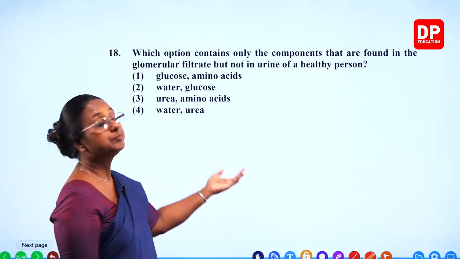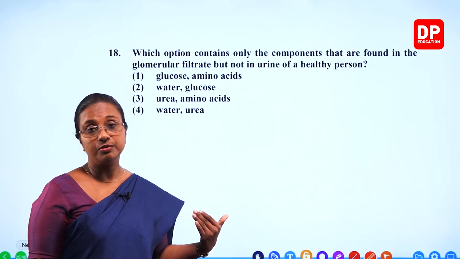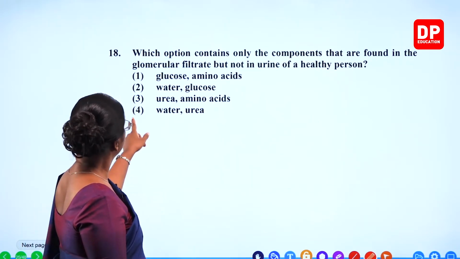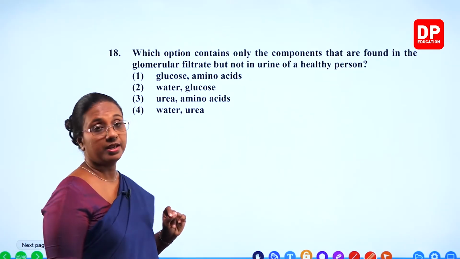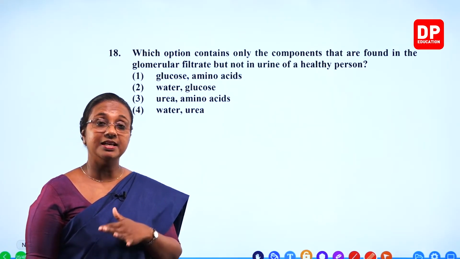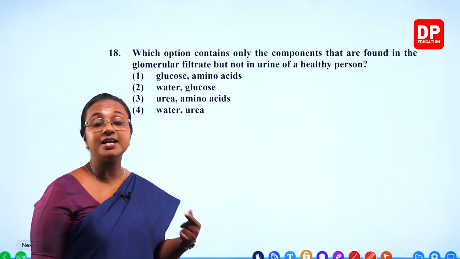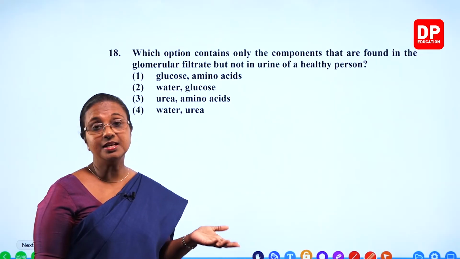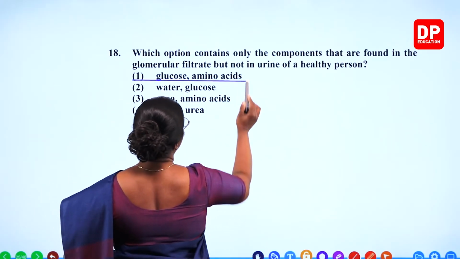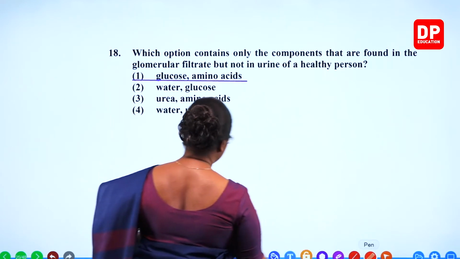But amino acid that is filtered by the glomerulus is reabsorbed during selective reabsorption. So that cannot be present in urine. Fourth one, water and urea. Both of them are present in glomerular filtrate as well as in urine, because water is the main constituent of urine and urea is the nitrogenous excretory material present in urine. So the answer to this question is the first one, glucose and amino acid. Is that clear, students? So with that, I'll move on to the next one.